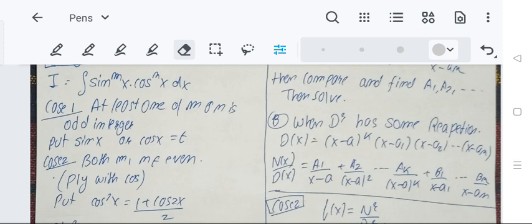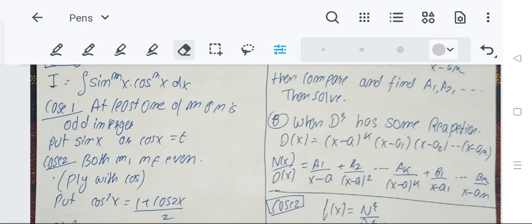That is, factors like (x minus a) raised to the power k, (x minus a1), (x minus a2). Then numerator upon denominator would be similar, but we have to add some more terms: a1 upon (x minus a1), plus a2 upon (x minus a) whole square, and so on up to a_k upon (x minus a) raised to the power k, and then the other factor, b upon (x minus a1).